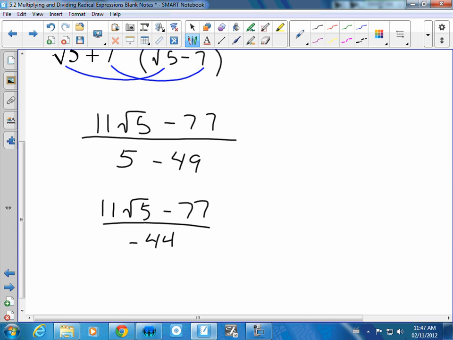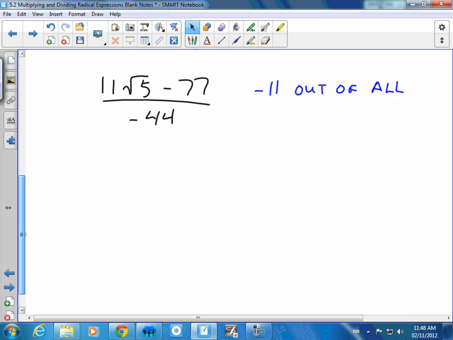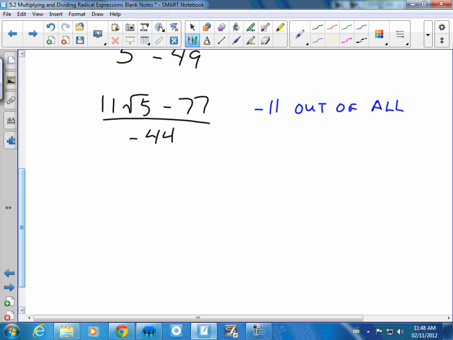So I would actually take not just 11, I would take negative 11 out. I like positive numbers. It really won't make much difference. Take negative 11 out of all, yes. Okay. So we take negative 11 out of all. We end up with negative root of 5, is that correct? Plus 7 all over top of 4.